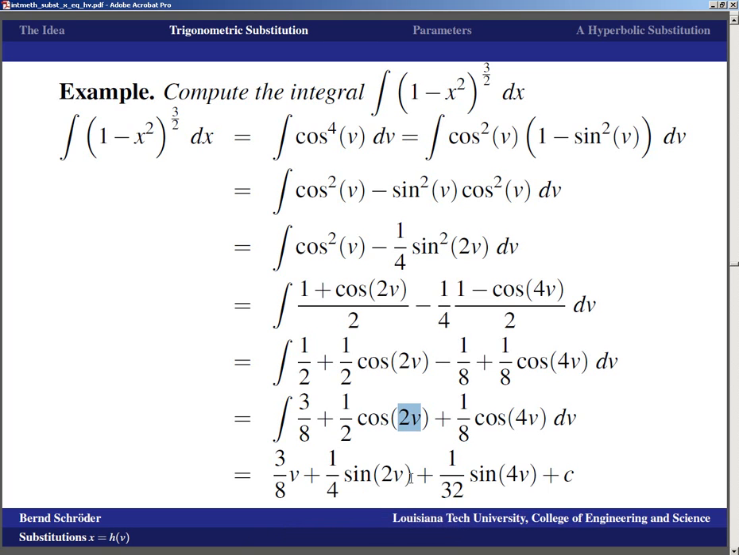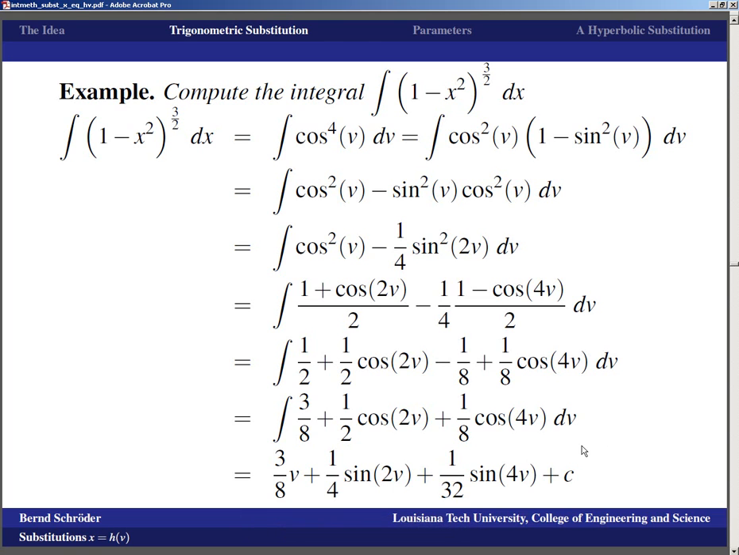Now that is something that is always hard to do in your head, because it's easy to stick the 2 in the numerator rather than in the denominator and mess up that way. Remember, the one trick here is that you can always just take the derivative of what you've got real quick and see if it works out. If you take the derivative of sine 2v, you get 2 cosine 2v, and 2 cosine 2v times 1/4 is 1/2. So that means this part is correct.